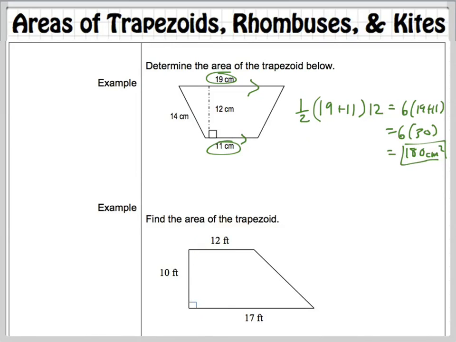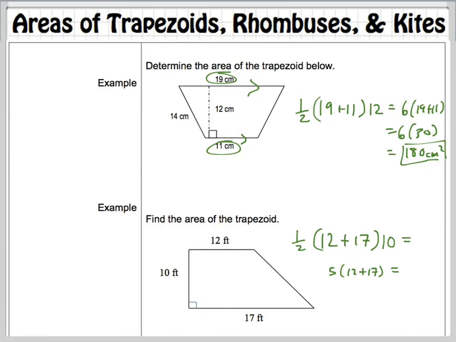So we have 12 plus 17. Those are our two bases. We're going to multiply that times 10. And then we're going to divide it by 2 or multiply by 1/2. But I like multiplying by 1/2. What is 1/2 times 10? Oh, that's 5. So it's 5 times 12 plus 17.